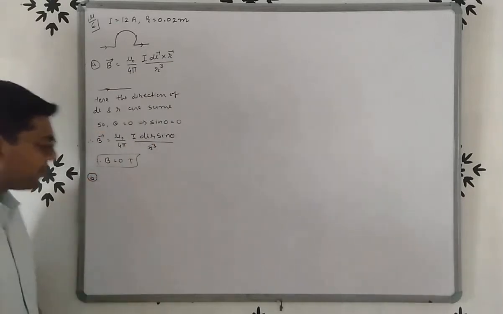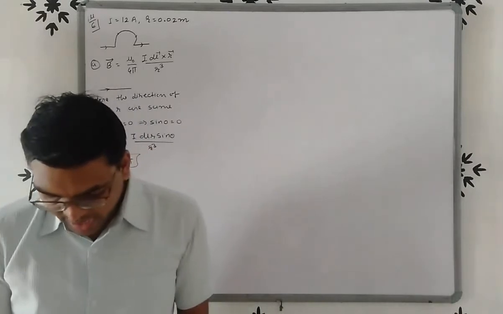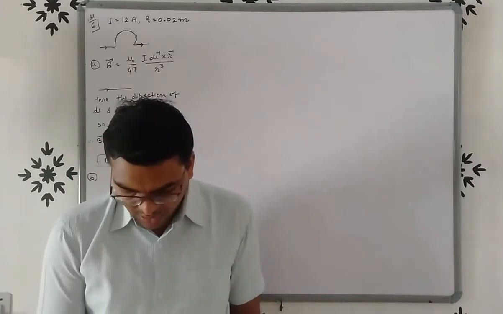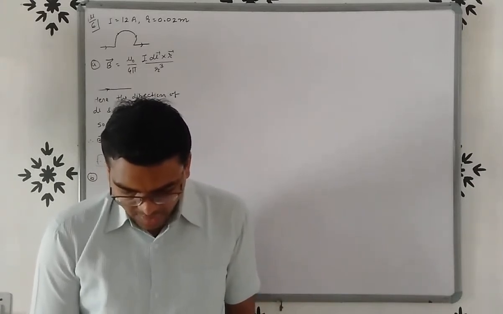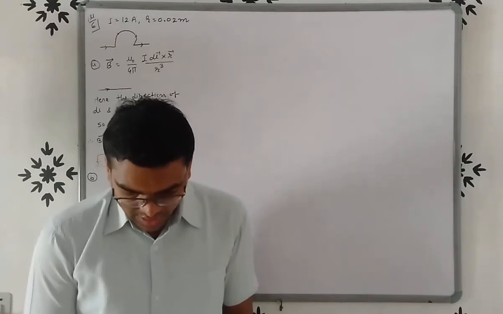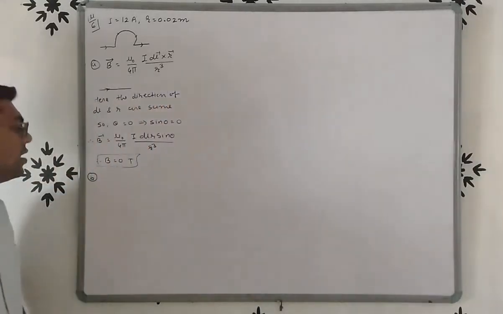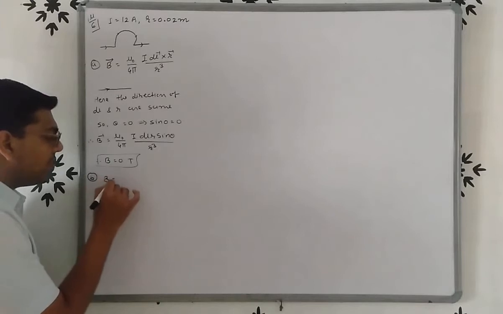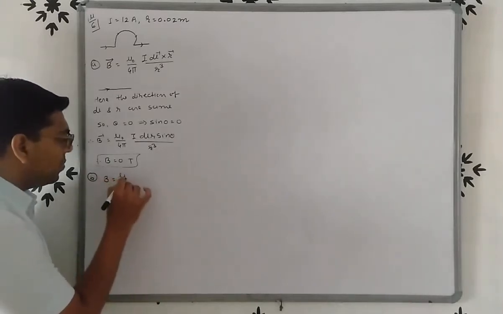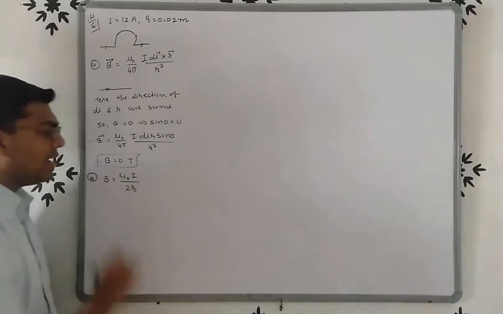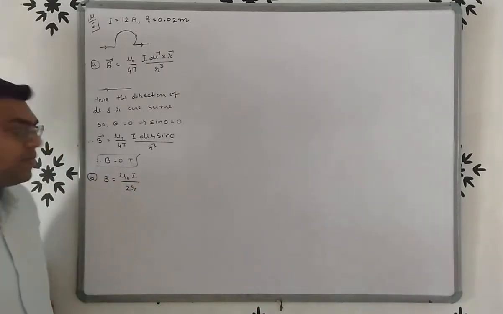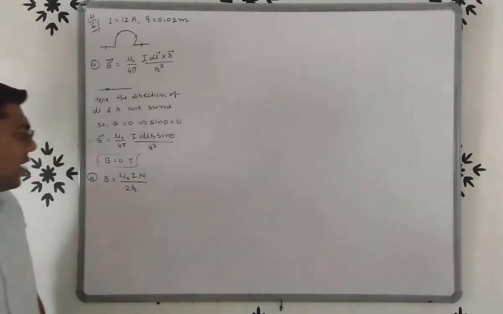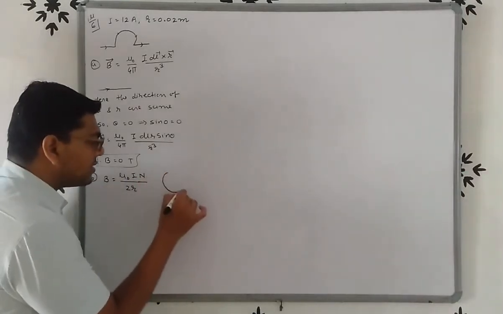Now for part B, in what way does the contribution to magnetic field from semicircles differ from that of a circular loop, and in what way does it resemble? Now friends, we know that for a circular coil, the magnetic field B is equal to mu 0 I upon 2R. And if there are n turns, then mu 0 I n upon 2R. But this is for a full circular coil.